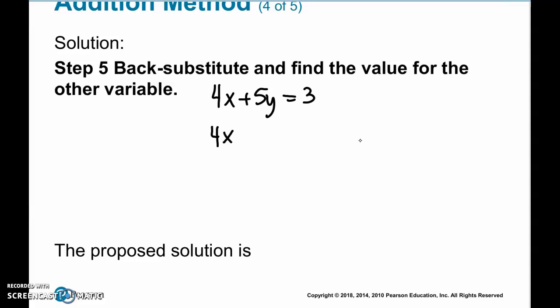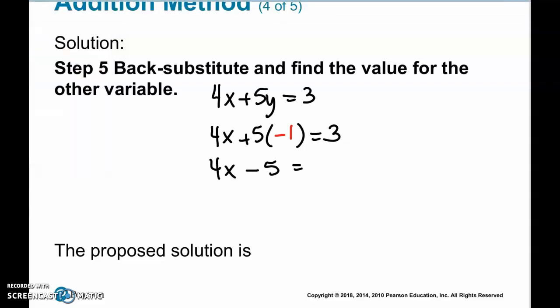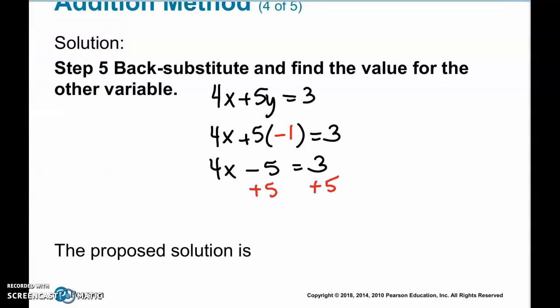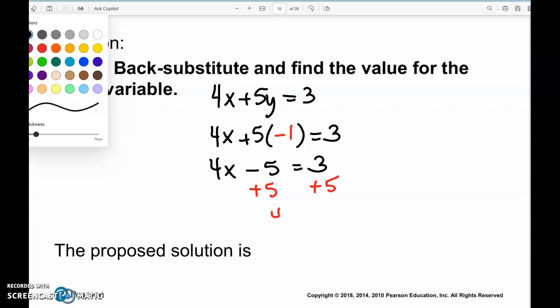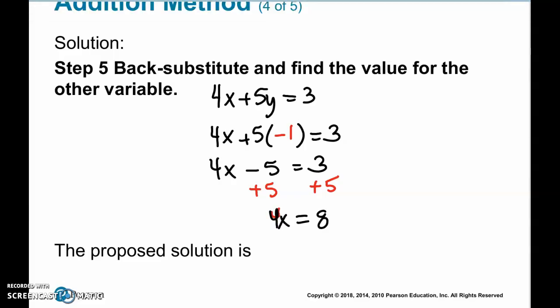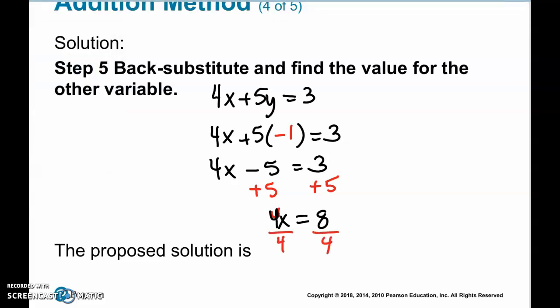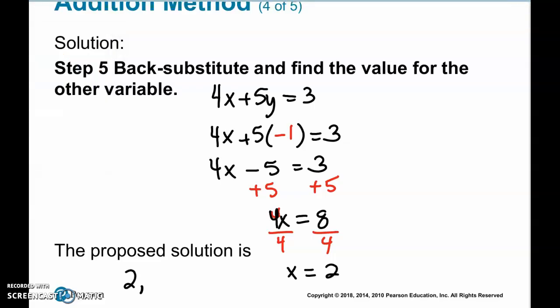And so now I found what y is equal to. So I'm going to substitute it in here, and I can do this into either of the original equations. And I will solve now for x. I need to get x by itself, so let's add 5 to both sides. And I end up with 4x is equal to 8. And then I don't have x by itself until I divide both sides by 4. The proposed solution here will be x equals 2 and y equals -1, writing it as an ordered pair.